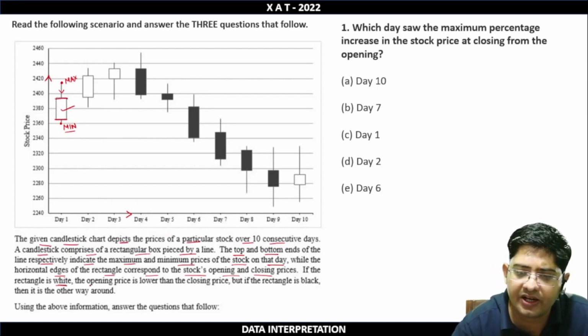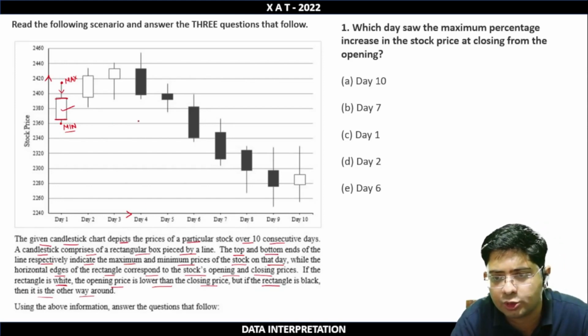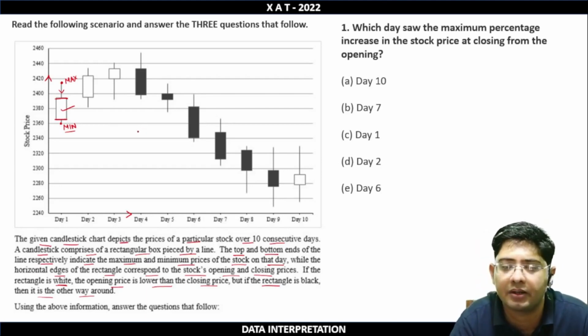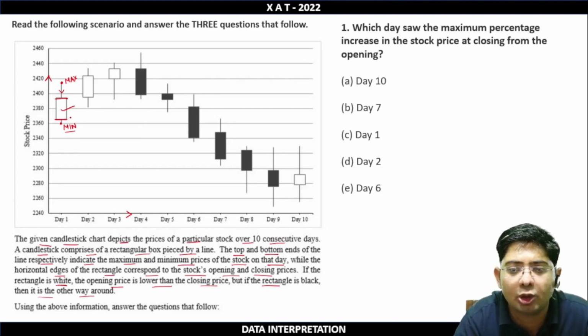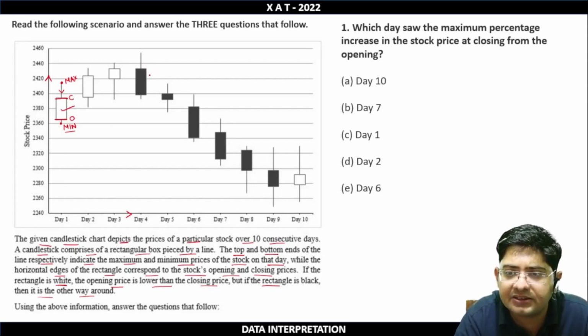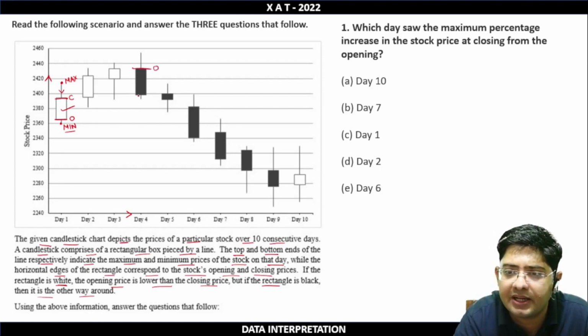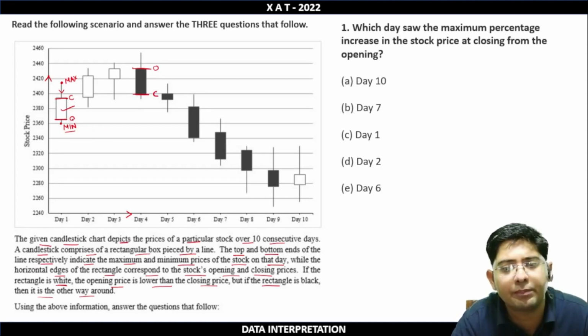If the rectangle is white, the opening price is lower than the closing price, but if the rectangle is black, it is the other way around. Okay. So we have two types of candlesticks, white and black. In white, opening price is lower than closing price, so that means this is the opening price, that is the closing price. And in the black stick we can see that this will be the opening price and this will be the closing price, just opposite. So white stick में opening price is lower than closing price and black stick में opening price is greater than closing price.